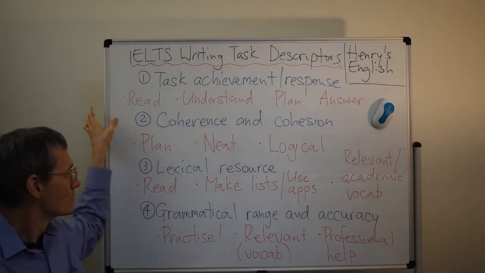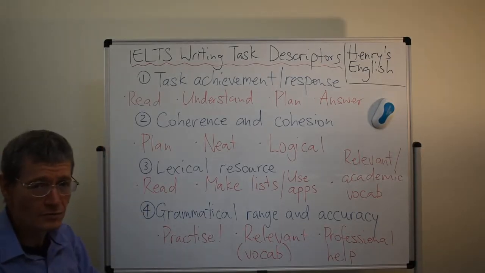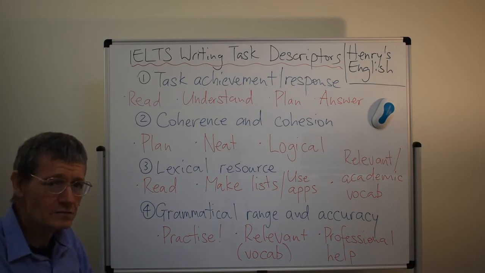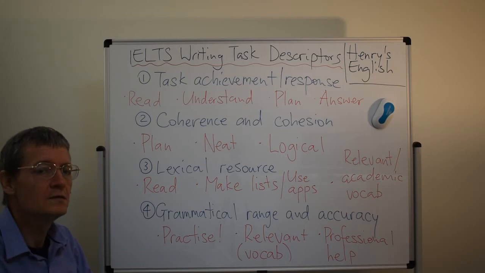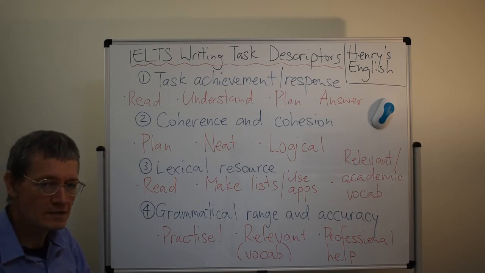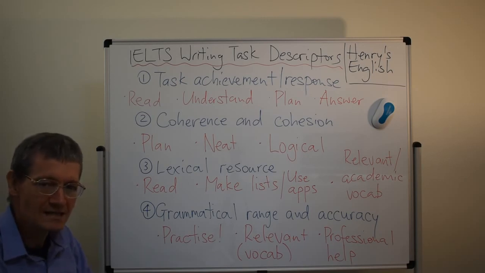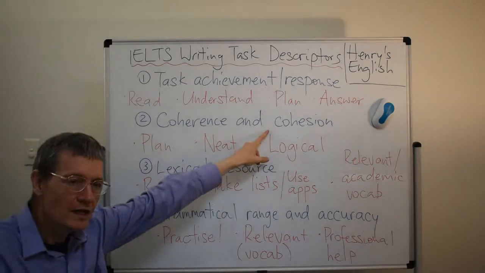So let's have a look at coherence and cohesion. How do you get a good grade in this area? Well, what are coherence and cohesion? Coherence means that the answer that you've given is coherent. That means that we can understand it as examiners. So when we look at your paper, is it understandable? Can I read it? Is it easy to follow? And then we get cohesion.